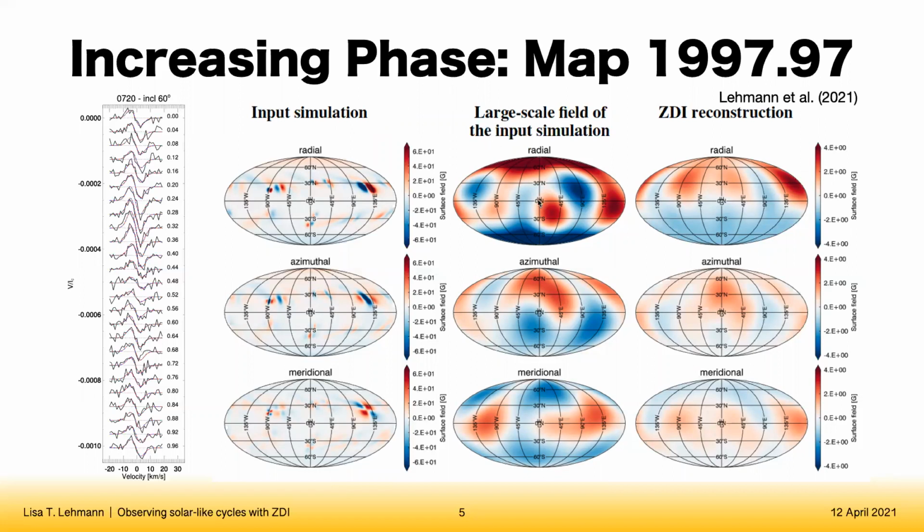So this is the large-scale field of this simulation. And on the right, you see what ZDI actually sees. We find that the northern hemisphere features of the magnetic field are quite well recovered by ZDI, but of course, due to the inclination, we are missing the southern hemisphere features. And we also found that ZDI is reconstructing less magnetic field than we would expect from the large-scale field of the input simulations.